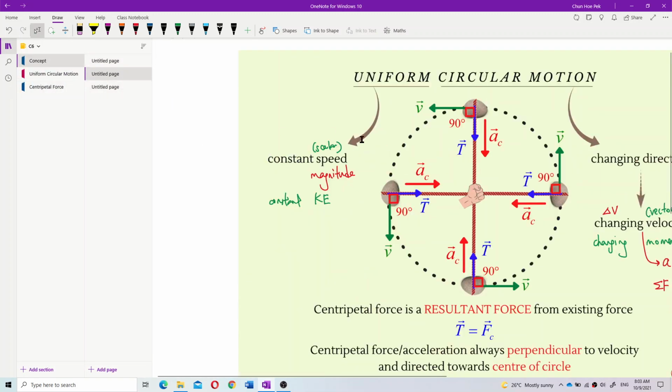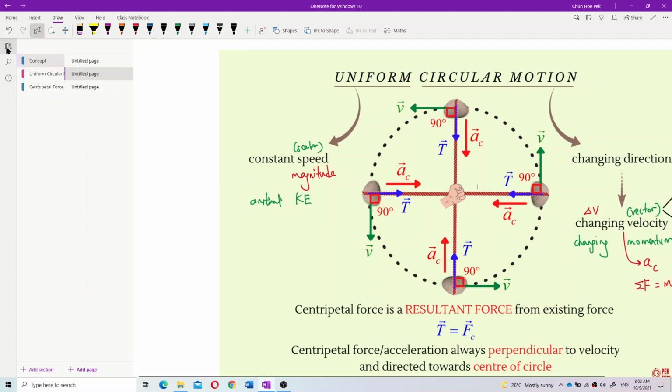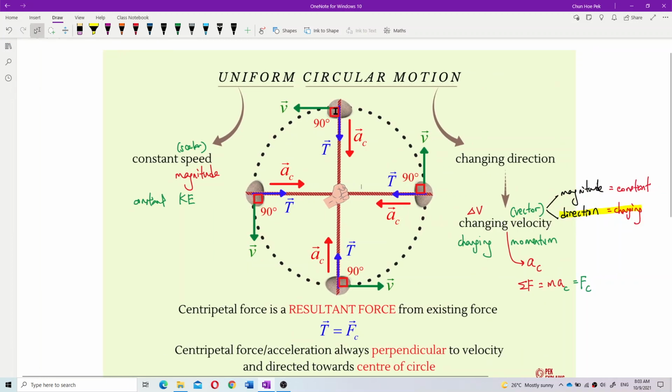This time it is the tension in the string. It is the tension that is 90 degrees to the velocity. That's why this stone moves like a projectile motion. Not really projectile, but a circular motion. You see that? It keeps continuously changing direction. The tension is always 90 degrees.